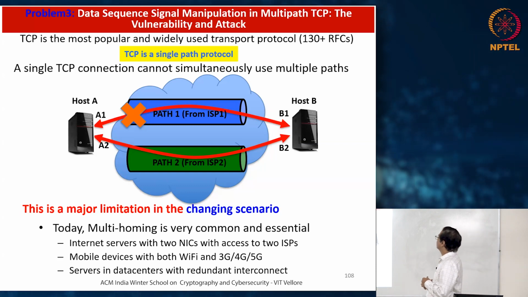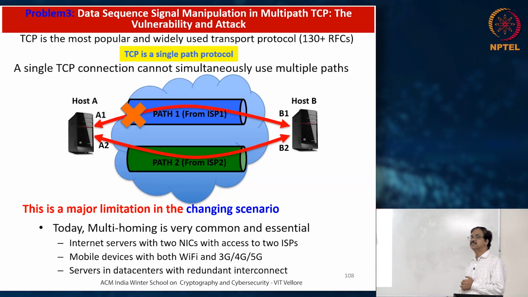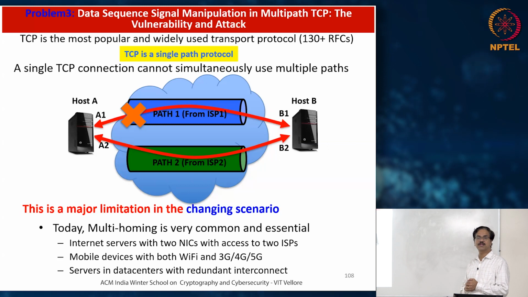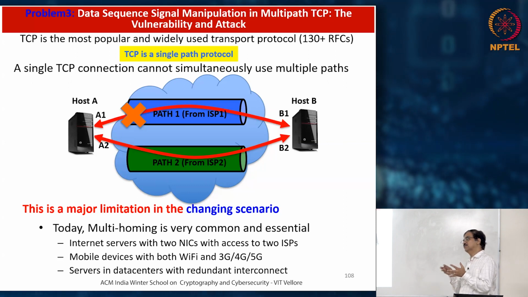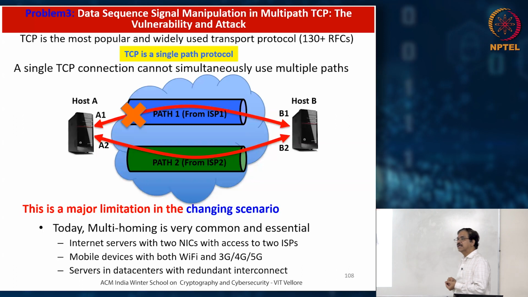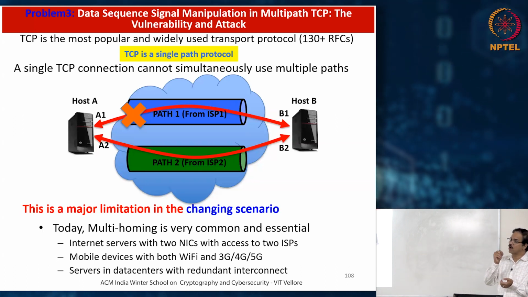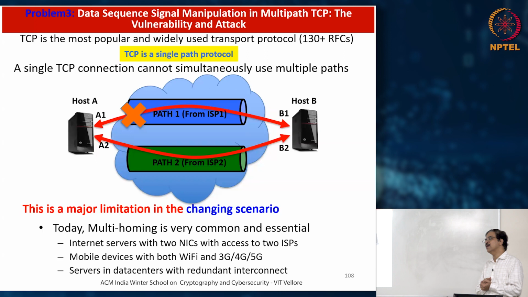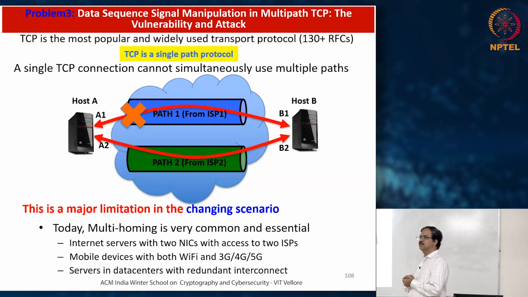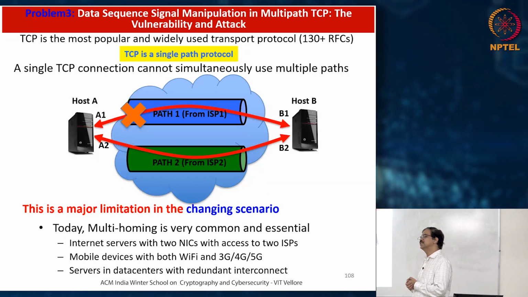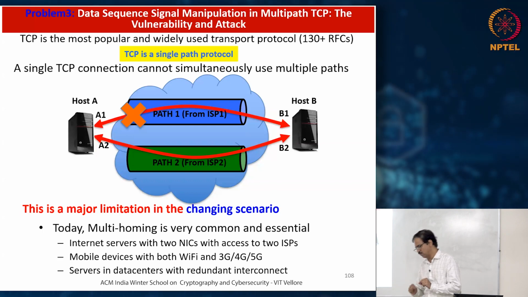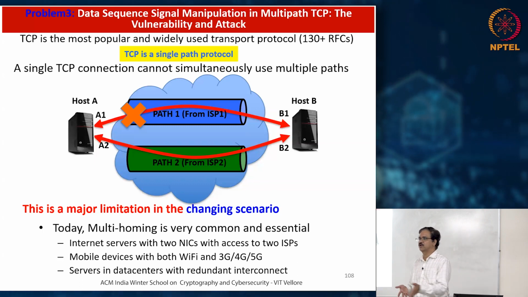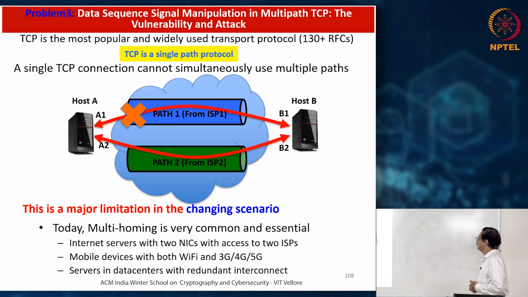But the biggest problem with TCP is that it is a single path protocol. What do you mean by a single path protocol? Even if a device, for example your mobile phone, has multiple network interface cards, a TCP connection can use only one of them, one of the paths at a given point in time, right? Now this was not a problem because when TCP was initially designed, most of the devices had only one network interface card. If you have only one network interface card, you will only have one connection, right? You cannot connect it to two devices or whatever.